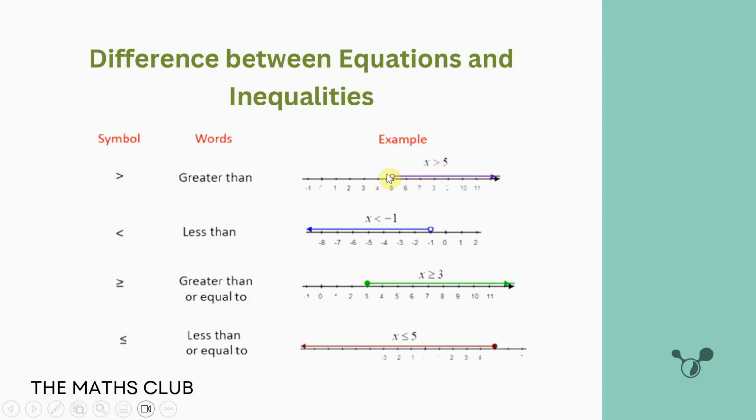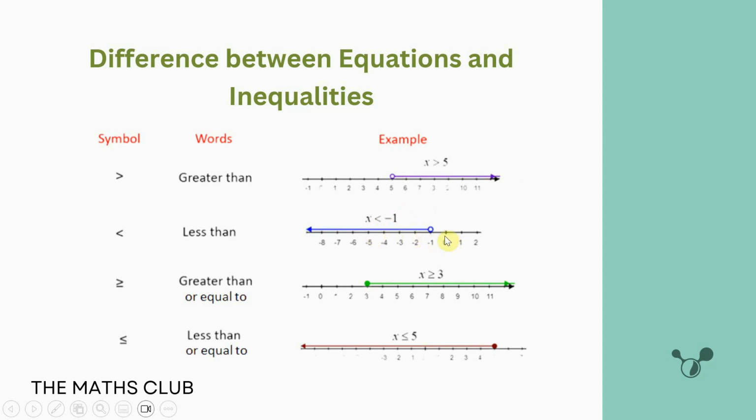And since it's greater than 5, that means it could be 6, 7, 8. That means that it is going towards the right direction. As you can see, the arrow follows the sign of the inequality. So if it's going to the right, the arrow will go to the right. And you should also put your arrow head to show that it is going towards the right. This one says x is less than minus 1.